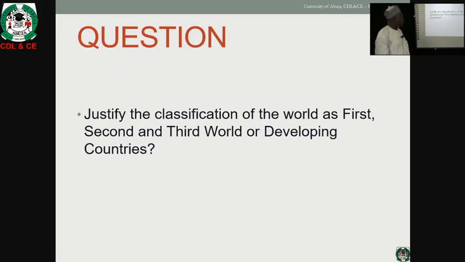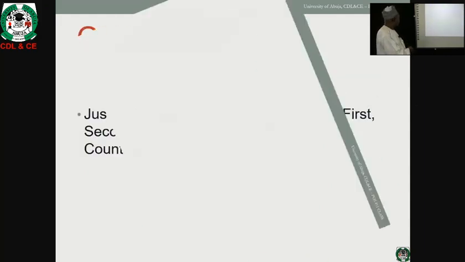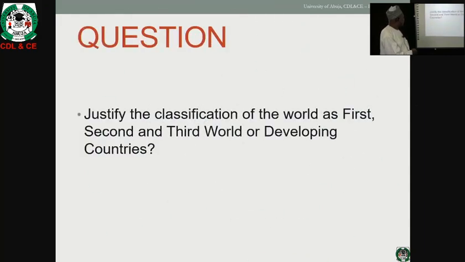There is a question. Justify the classification of the world as first, second, and third or developing countries. I've given you brief highlighted reasons on why the world is classified as first, second, or third world or developing country. So please, can you justify the classification? Thank you very much.